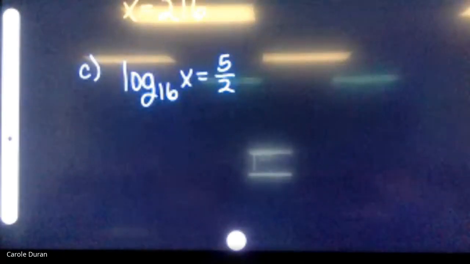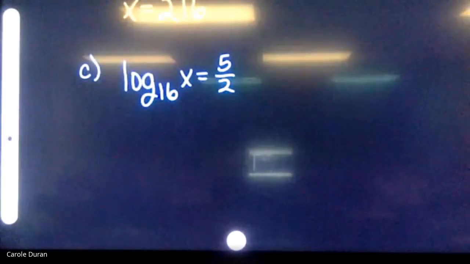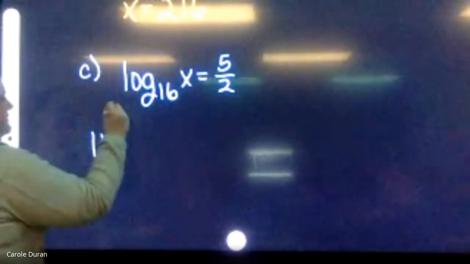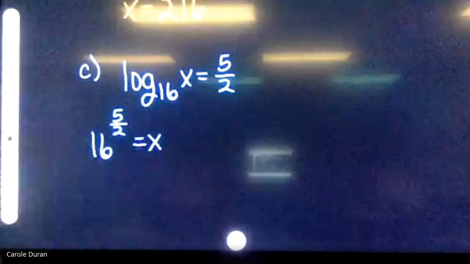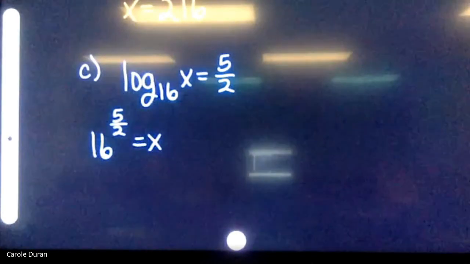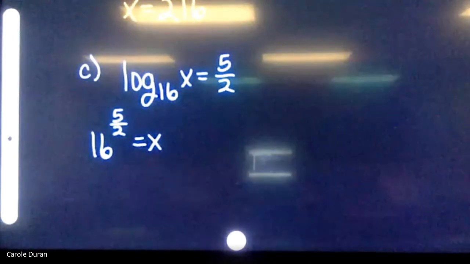Sarah, talk me through it, please. So I think you said 16 to the 5 over 2 equals x, right? Okay, so then what do I do from here? Speak loudly so we can all hear you. How did you know it was a square root? It's a 2 in the denominator. What if that had been a 3? What root would I have taken? Cube root. So make sure the root matches the denominator.